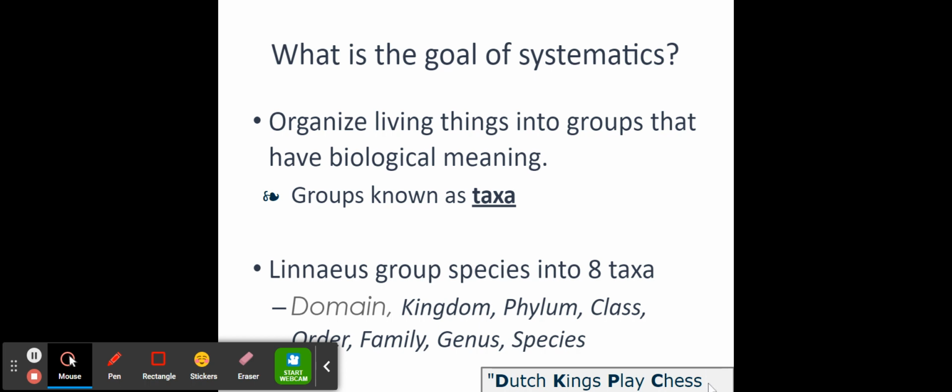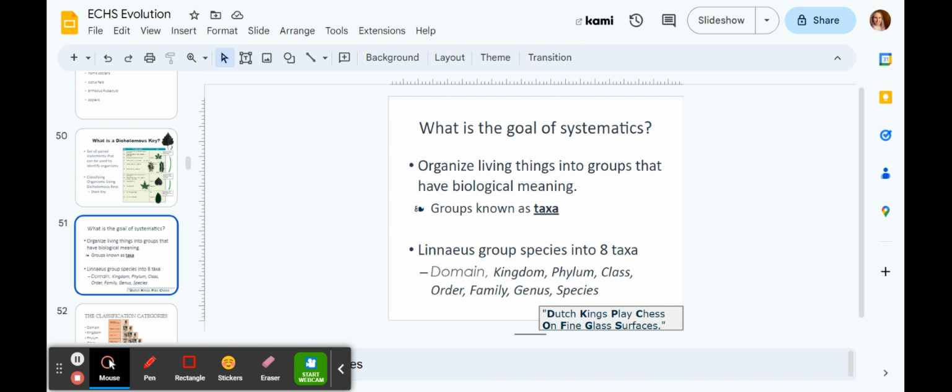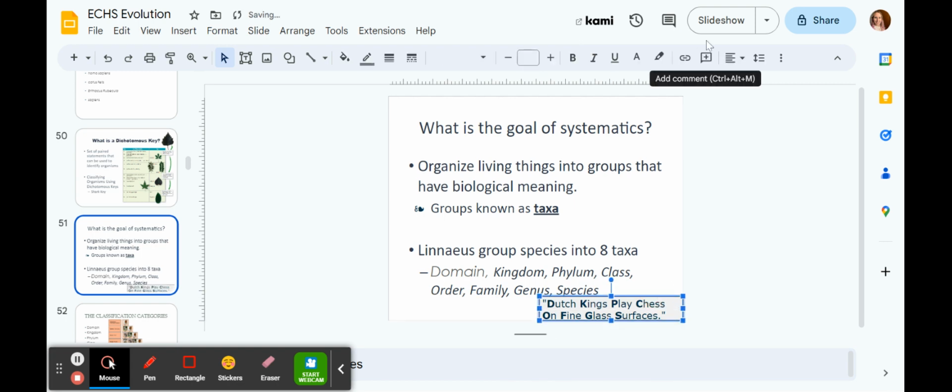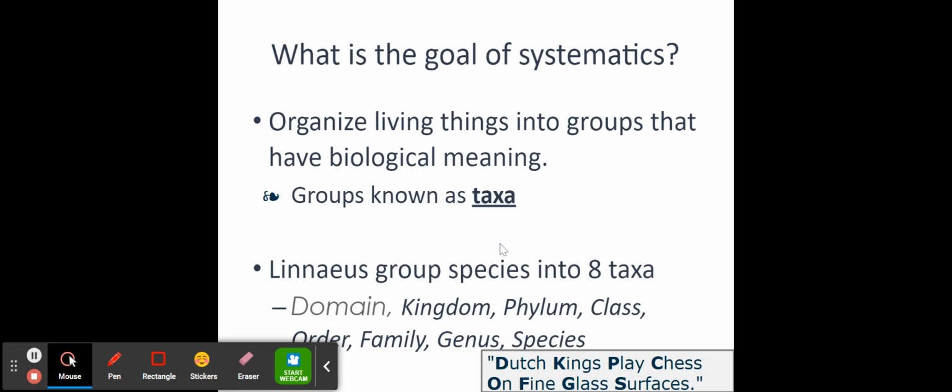There's a few mnemonic devices you can use to remember the 8 taxa. One of them is Dutch kings, so Dutch for domain, kings for kingdom, phylum for play, chess on fine glass surfaces. So Dutch kings play chess on fine glass surfaces.